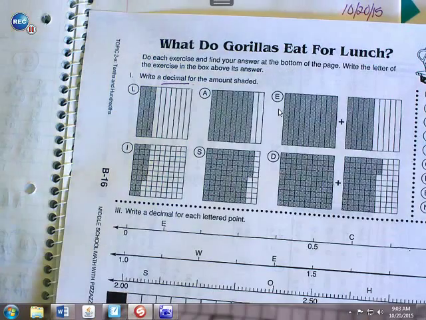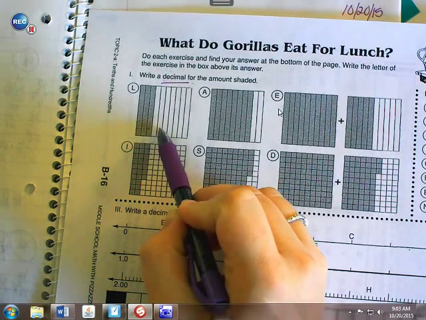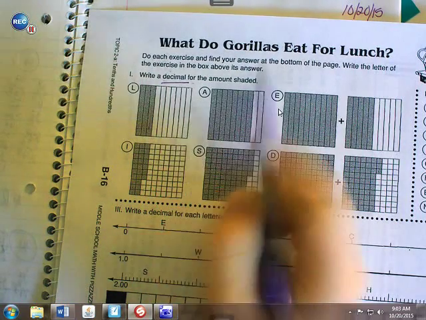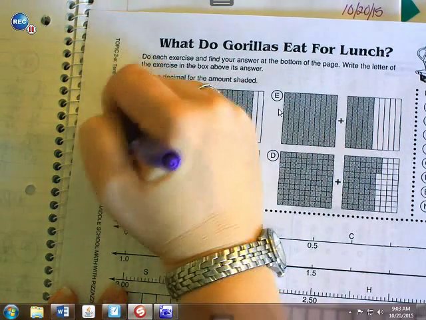Okay? So all you're doing is figuring out the decimal number. In E and B, you're going to have to do some combining or some adding, okay? On this part 2, you're going to have to write the decimal. This is written in word form, 7 tenths.